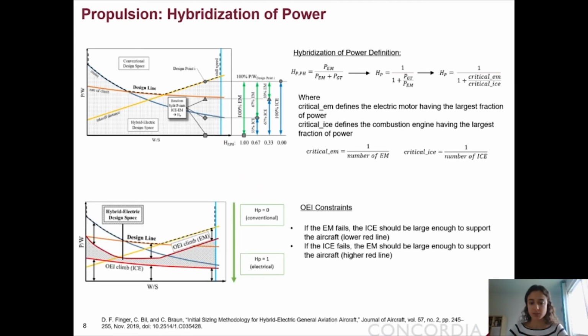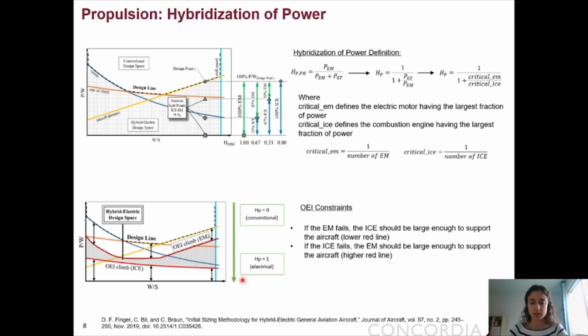Other than the flight segment's constraints, the constraint that is worth mentioning is the one-engine inoperative constraint. If the electric motor fails, the ICE should be large enough to support the aircraft. This is shown by the lower red line. If a design point is selected below the low line, the ICE would not be powerful enough to support the plane in case of an electric motor failure.